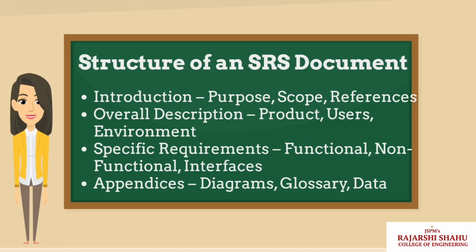The structure of an SRS document is divided into 4 key sections. The introduction covers purpose, scope, and references. The overall description includes the product perspective, types of users, and environment. Specific requirements detail both functional and non-functional needs, along with interface requirements. Finally, appendices provide supporting details such as diagrams, glossaries, and additional data.